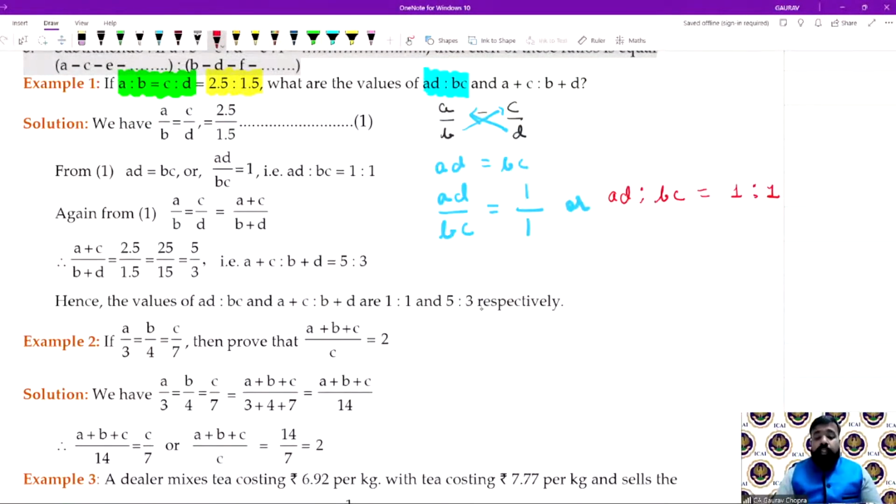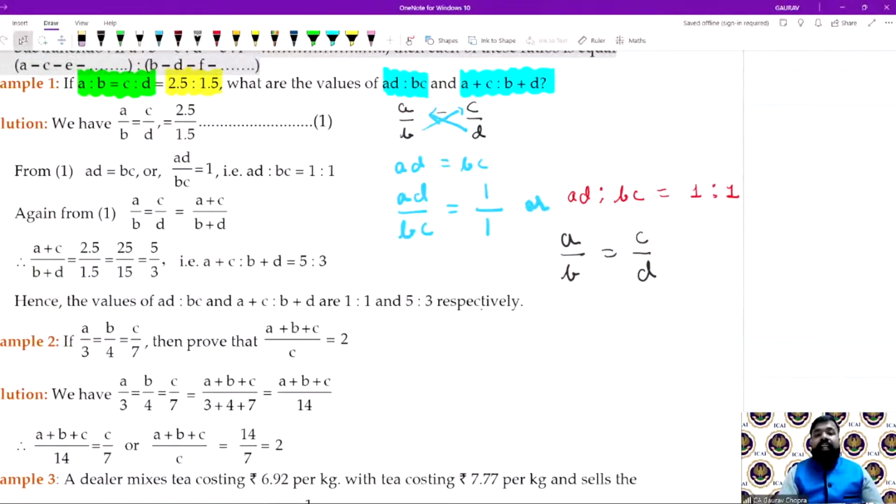Okay. Now, in the next part, the second part of the question, it requires A plus C ratio B plus D. Now you can clearly see which property is applicable because we are given A by B equal to C by D. And question is saying that we have to find A plus C. So we have to add the numerators and similarly add the denominators. So which property will be applicable? Simply addendo. So we have to apply addendo. So we can say that A plus C becomes equal to B plus D after applying addendo.